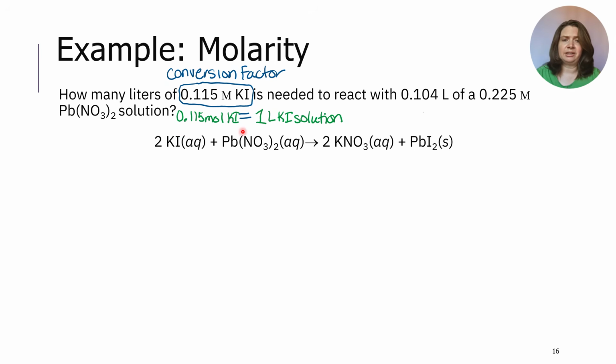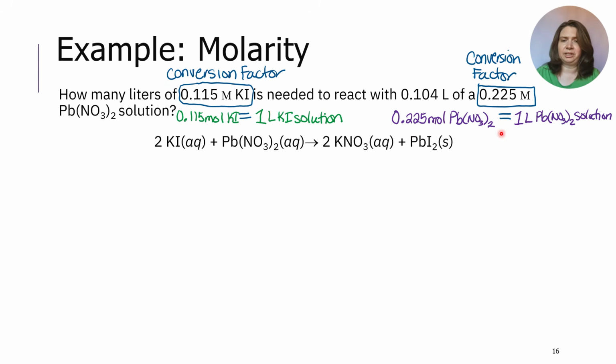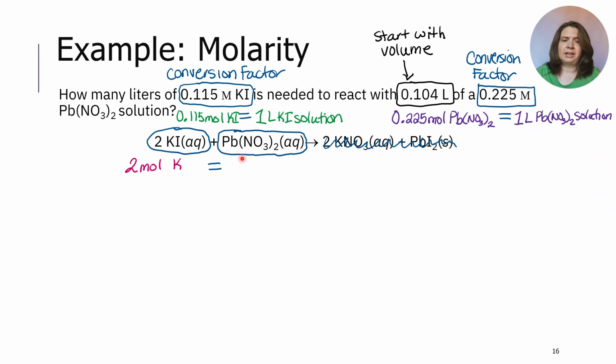0.115 moles of KI are in 1 liter of the KI solution. And there are 0.225 moles of the lead-2 nitrate in 1 liter of the lead-2 nitrate solution. We need to begin our calculation with the quantity of that solution that we are given, 0.104 liters of the lead-2 nitrate solution. We will also need to create a molar ratio using the balanced chemical equation between these two substances. 2 moles of KI react with 1 mole of the lead-2 nitrate.